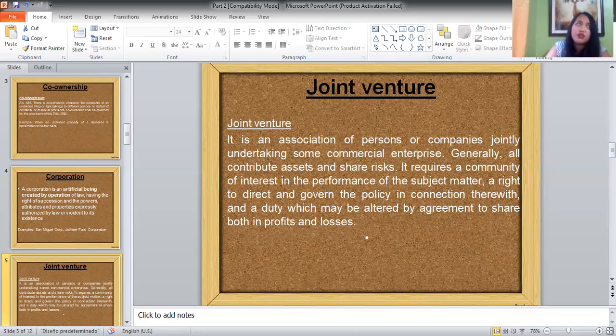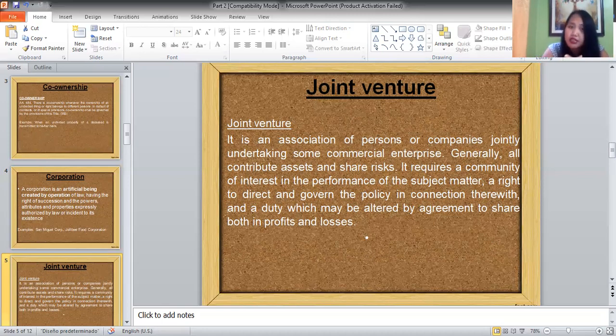So, in other words, a joint venture, class, is an association of persons or companies for only a particular undertaking, for only a particular project, parang ganon. And after that project or that undertaking that they are going to enter into, halimbawa, okay, let's give a classic example.